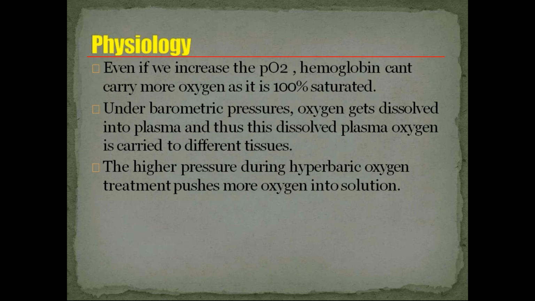So even if we increase the partial pressure of oxygen, hemoglobin can't carry more oxygen as it is already 100% saturated. Under barometric pressures, oxygen gets dissolved into plasma, and this dissolved plasma oxygen is carried to different tissues. So already the hemoglobin is 100% saturated. If we give excess oxygen, then this excess oxygen will get dissolved in the plasma. From this plasma, it is carried to the tissues. The higher pressure during hyperbaric oxygen treatment pushes more oxygen into solution.